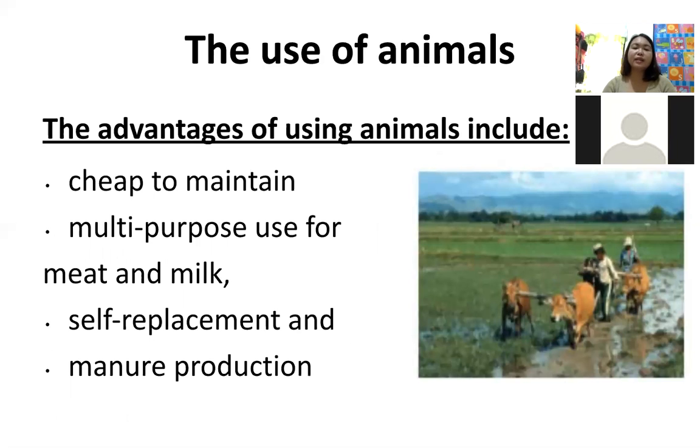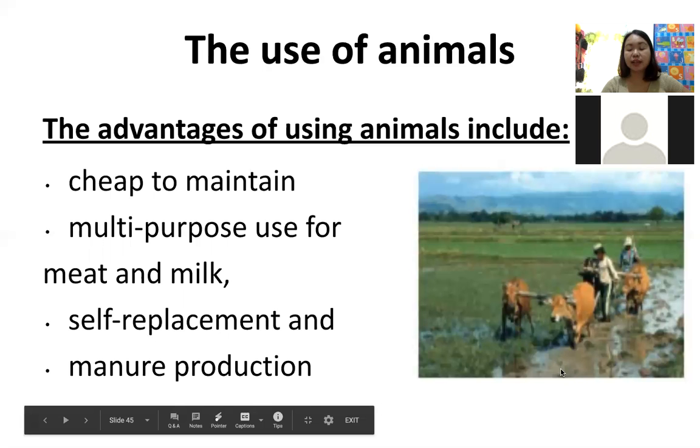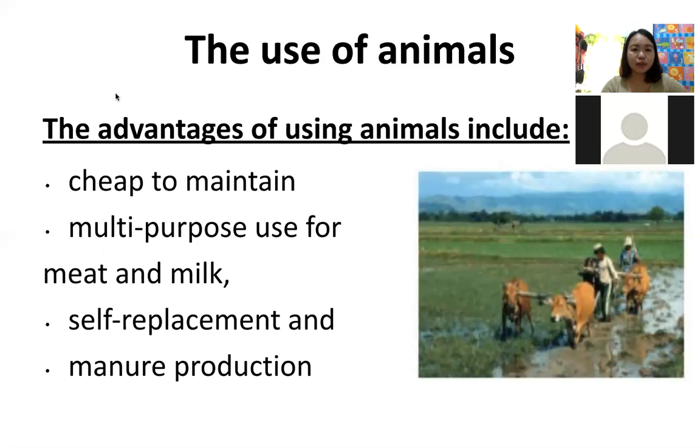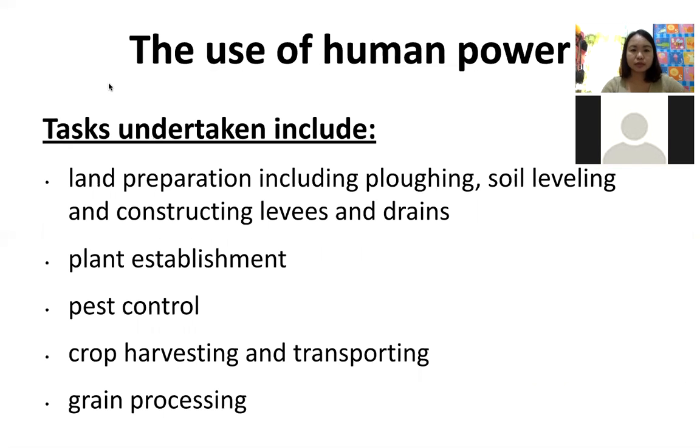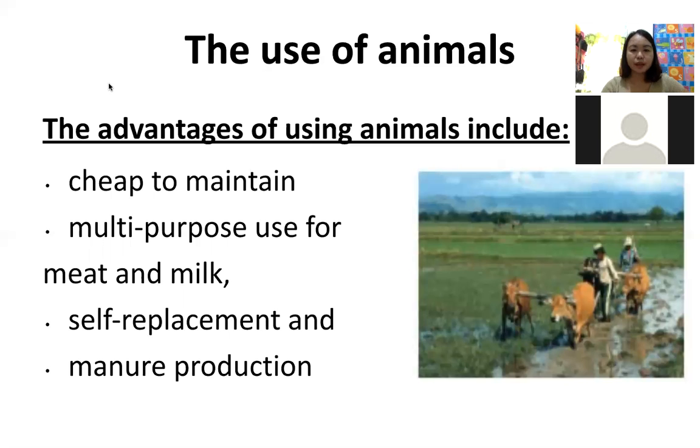Now, the use of animals also has advantages. They are cheap to maintain. In the Philippines, we use carabao, but in some other parts of the world, like in Europe, they use cows. Okay, to continue, it's also multi-purpose, used for meat and milk.